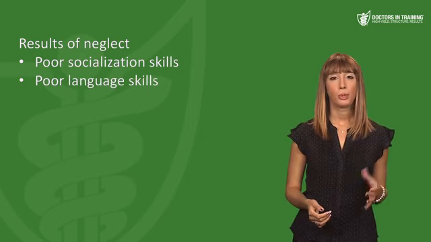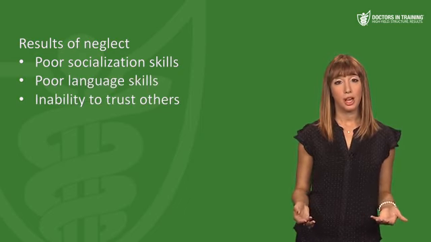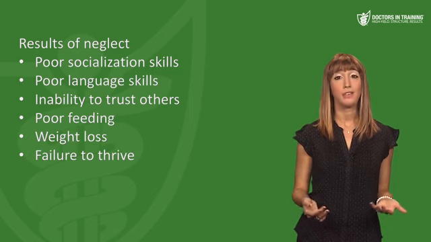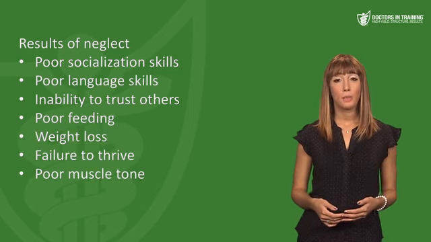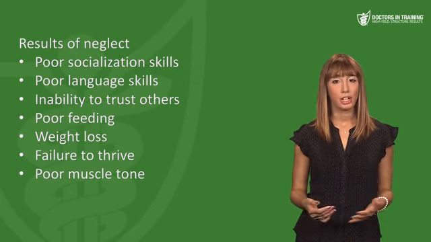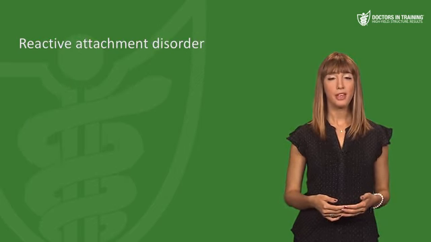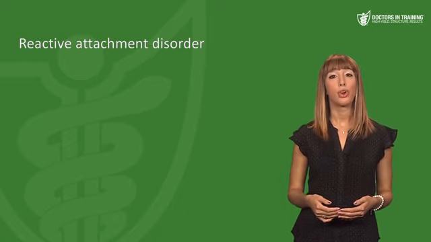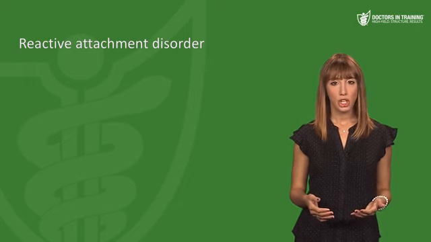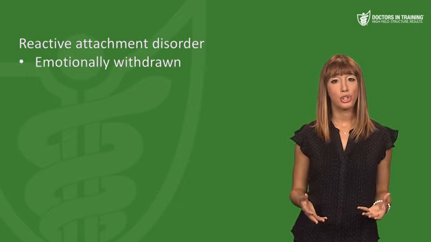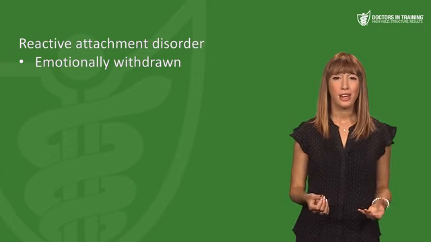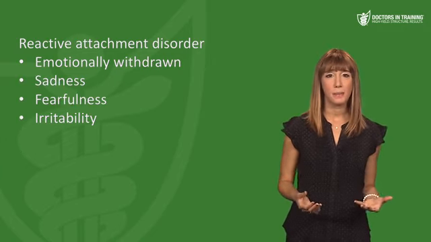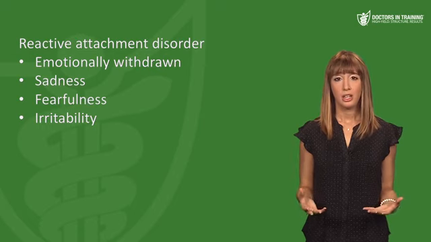Children who are neglected may exhibit poor socialization skills, poor language skills, inability to trust others, and even poor feeding and weight loss and failure to thrive. They may have poor muscle tone. It's kind of the infant version of depression. In fact, this is classified as reactive attachment disorder, especially in children over 9 months of age, which is where the child becomes emotionally withdrawn and emotionally unresponsive to others, and the child exhibits sadness and fearfulness and irritability, even when there's nothing going on to make him sad or fearful.